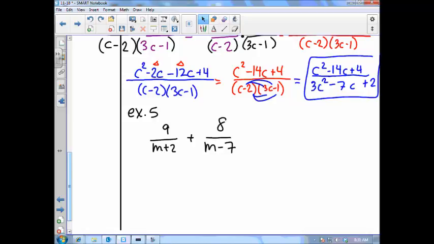Thanks for talking to your neighbor. How can we get those denominators to be common? Good, I like all the teaching I hear. People are actually teaching.